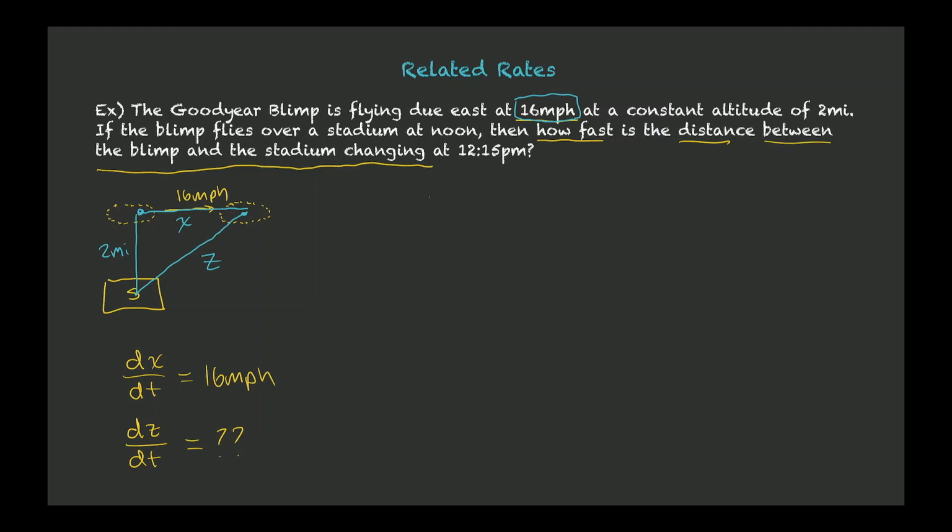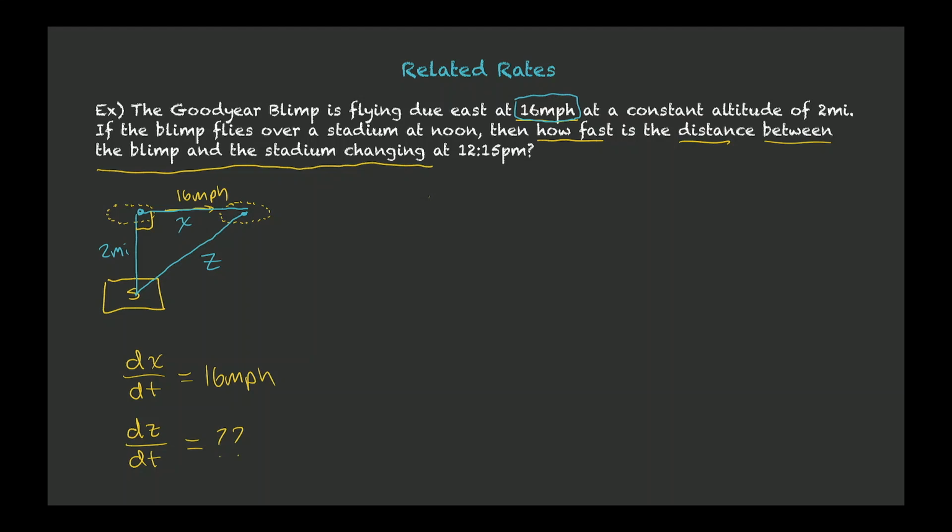So what I want to do is find a formula that relates these 2 variables together. Now, when you're talking about distance, there are typically 2 ways to do it. You can either use the distance formula if you're on the xy plane, which we're not, or you can typically use Pythagorean's formula. And in this case, there is a little right triangle formed by the blimp at noon, the blimp at 12:15, and the stadium.